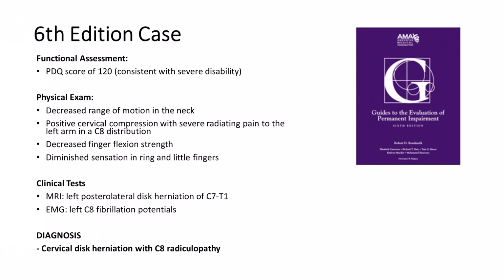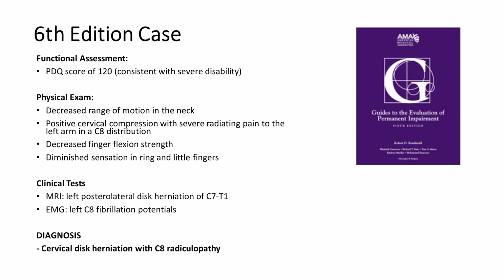Now let's take a look at how an impairment rating would be done using the 6th edition of the guides. We'll take an example right out of the AMA guides for an intervertebral disc herniation or AOMSI at a single level. For this case, the patient sustained a blow to the posterior aspect of his neck from a machine support that slipped. Studies revealed a C7-T1 disc herniation.